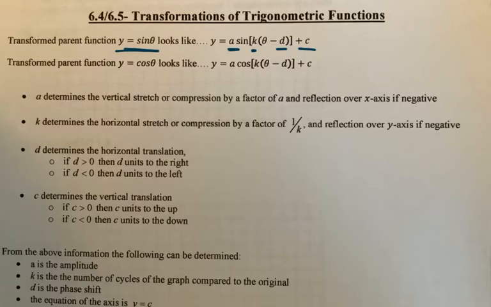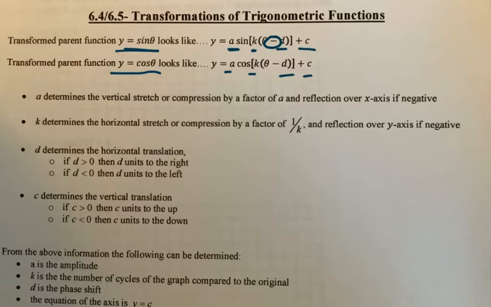So a few things to point out. A, k, d, and c here are the same a, k, d, and c we learned about with all the other types of functions. So they do the same things. And the other thing to point out, which again is the same, is this negative sign. So when we look at d, we always have to remember to switch the sign. The transformed function for y equals cos theta is y equals a cos k theta minus d plus c. So same again. Now let's talk about what each of these things do.